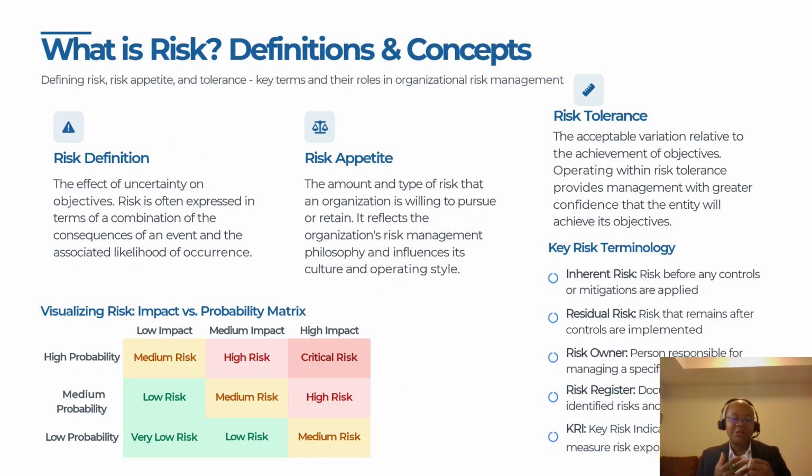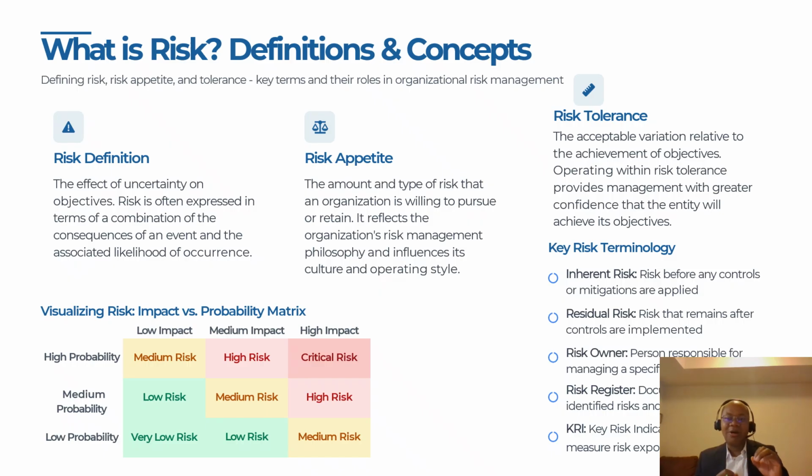Then organizations take certain decisions based off their risk appetite. As you have appetite for food, appetite for drinks, and appetite for different other things, organizations also should have appetite. You don't want to bite more than you can chew, as the saying goes. Therefore, risk appetite can be defined as the amount and type of risk that an organization is willing to pursue or retain. It reflects the organization's risk management philosophy and influences its culture and operating style.